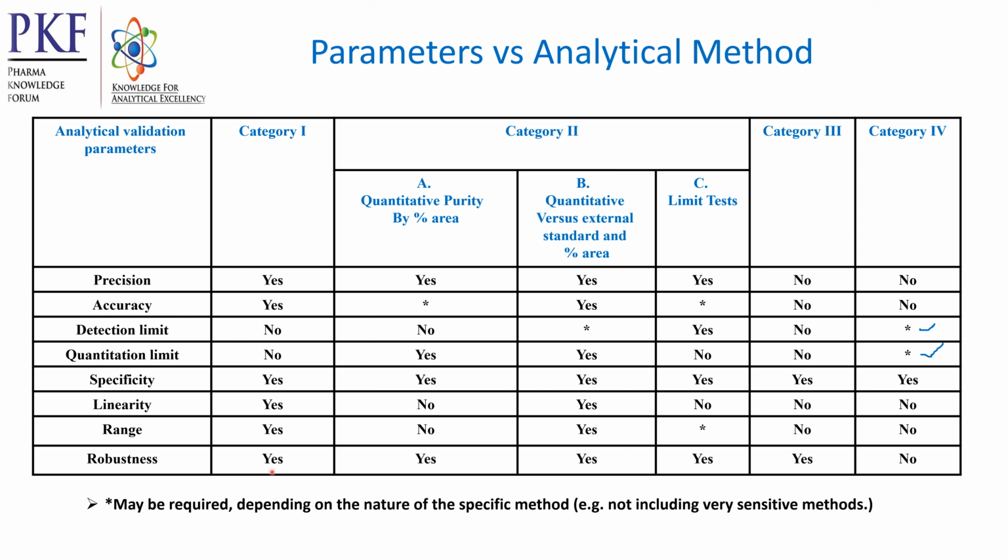Robustness parameter category 1 must be performed. Category 2A must be performed. Category 2B must be performed. Category 2C must be performed. Category 3 must be performed. Category 4 not required.